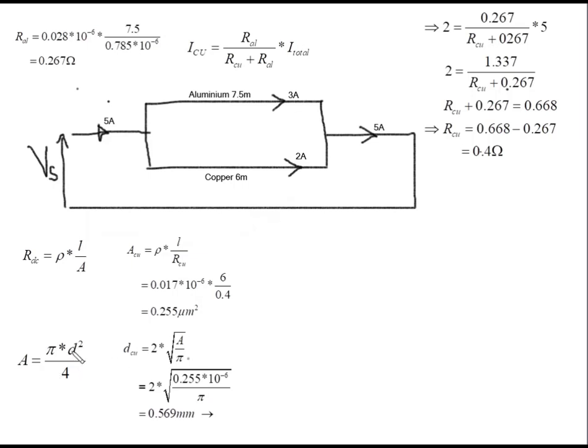You can see that the diameter, so the 4, if you send the 4 this side, then the pi comes down, then the diameter squared, you take the square root of everything, and then the 4 will come out of the square root, then you get this formula here. Then from there you can replace your area, which is 0.255 times 10 to the power minus 6, and your pi. That gives us a value of 0.569 millimeter. This is how you solve this type of problem.